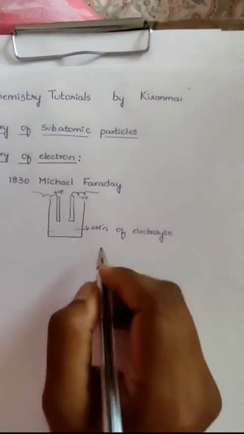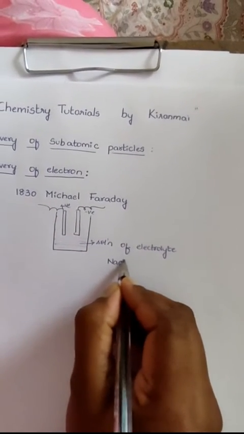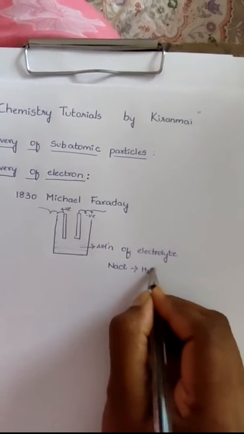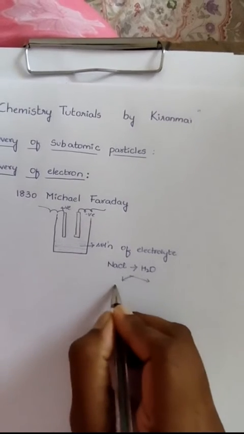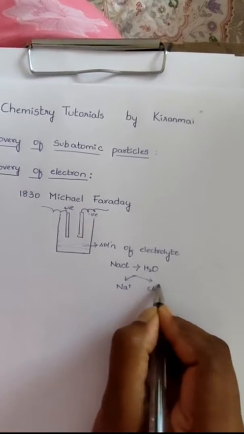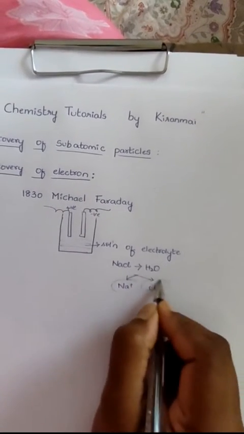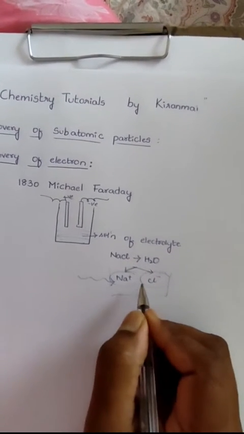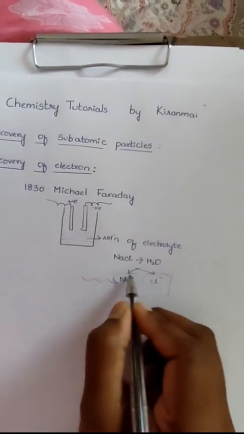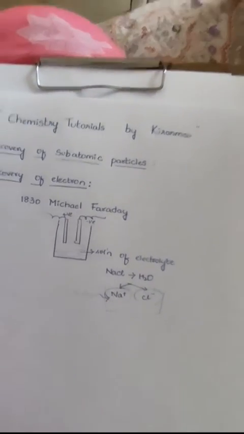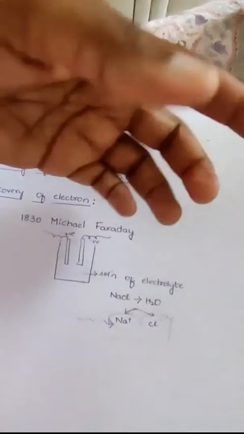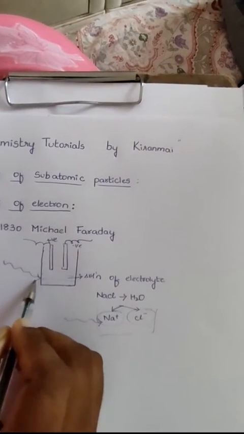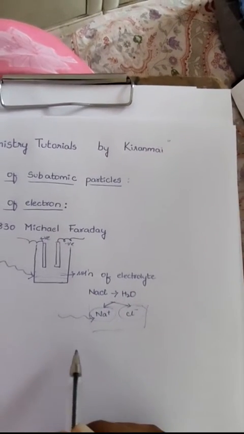For example, if you take NaCl and add it to a polar solvent such as water, it produces Na+ and Cl- ions. These ions conduct electricity when electricity is passed, as we all know that charged particles conduct electricity. So a solution of electrolyte conducts electricity. We are passing current through this solution.